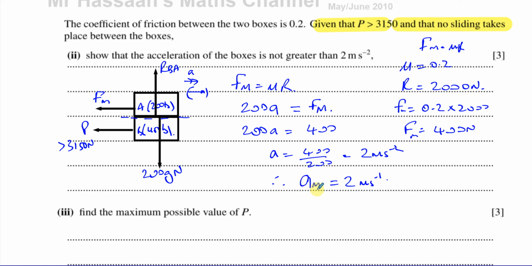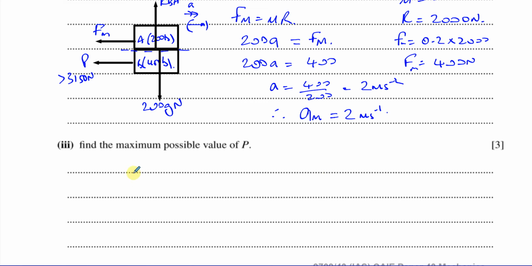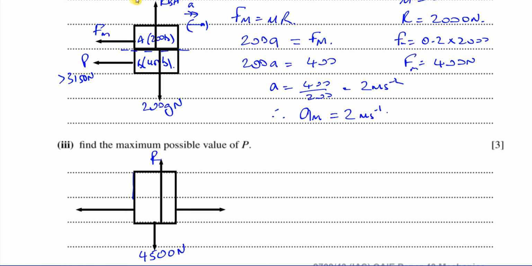That's what they mean. All right, so what we're going to do now is simply take the situation as if they were one object. Okay, again, back to what we did before. And this time we know that the weight of the whole thing is 4,500 newtons, and the reaction force is equal to that. And you've got the force P pushing this way, and you've got the F max in this direction. So you've got P and you've got F max.